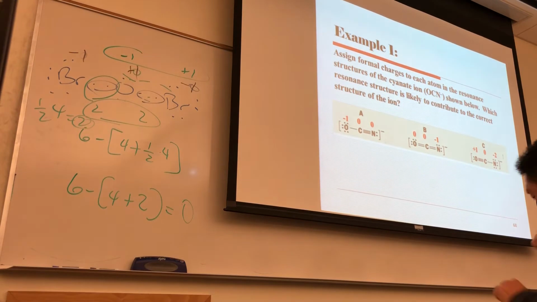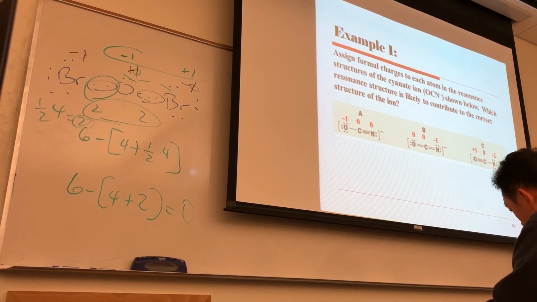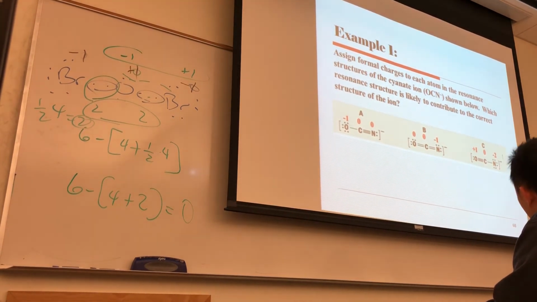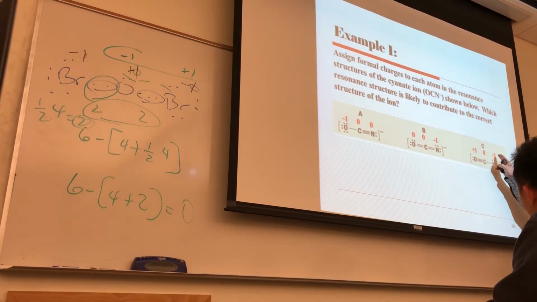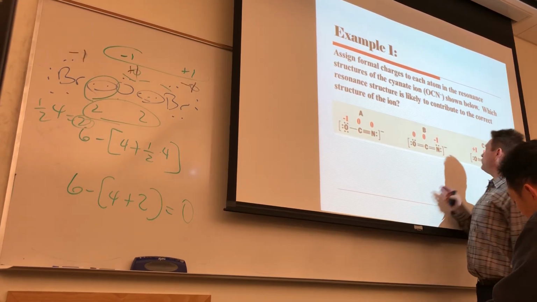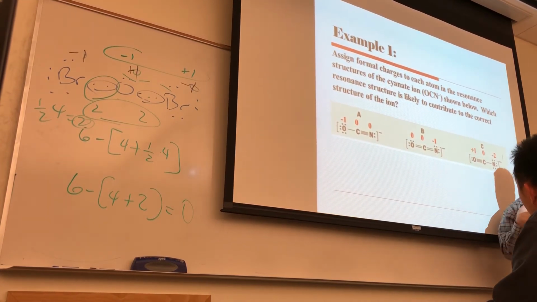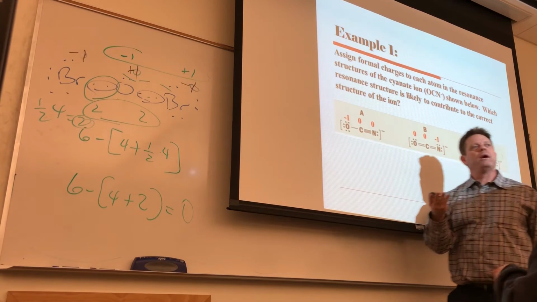Now, the first thing I could say is which structure, based on rule number 3, is not a good one here? C. This has higher charges all over the place. So this one's eliminated. So between A and B now, by rule 4, which one is the best structure?